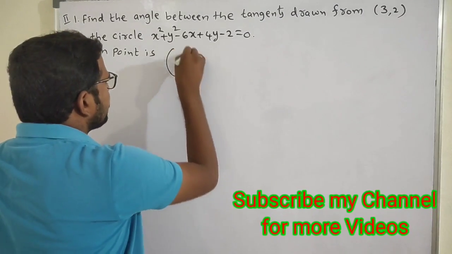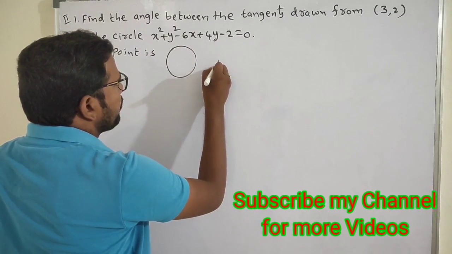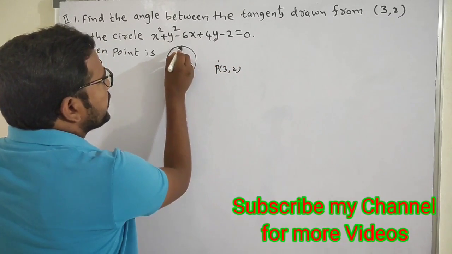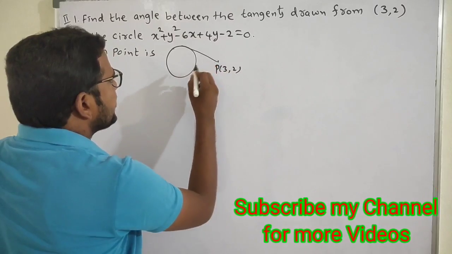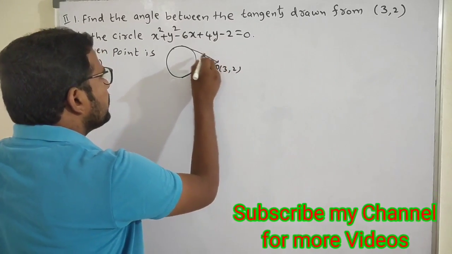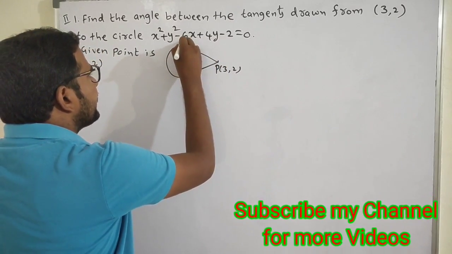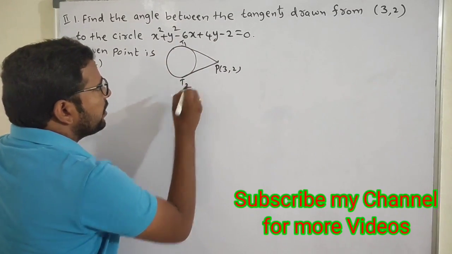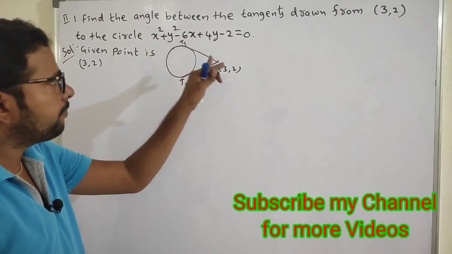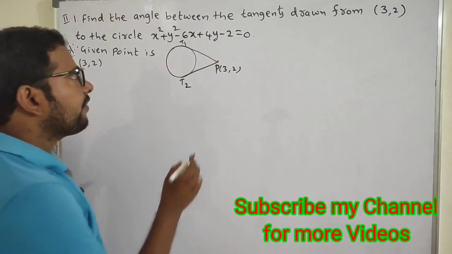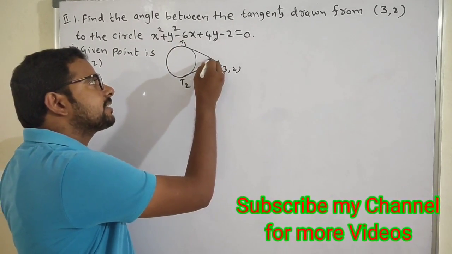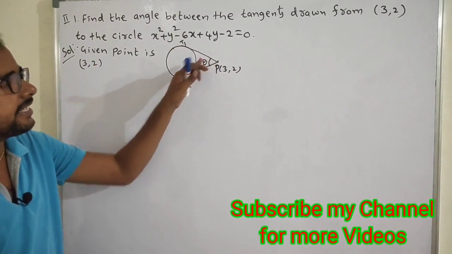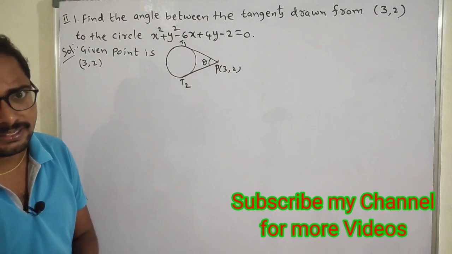Suppose this is the circle, this is the point (3, 2), P point. Draw the tangents from this P point. This is one tangent, this is another tangent. Suppose they touch the circle at T1 and T2. So PT1 is the first tangent, PT2 is the second tangent. Now we have to find the angle between these two tangents. Let this be theta. We have to find theta, the angle between two tangents.